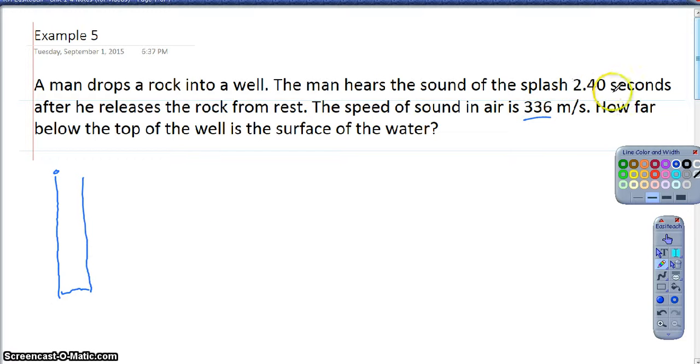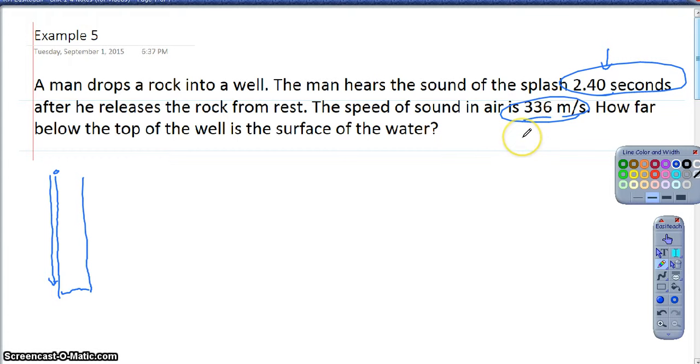The key is the time, right? If the guy hears the sound 2.40 seconds after he releases the rock, two things have to happen during that 2.40 seconds. The first is the rock obviously has to fall down. The second, though, and this is also still pretty important, is that the sound from that splash has to travel its way back up. And that's why they gave us the speed of sound in air.